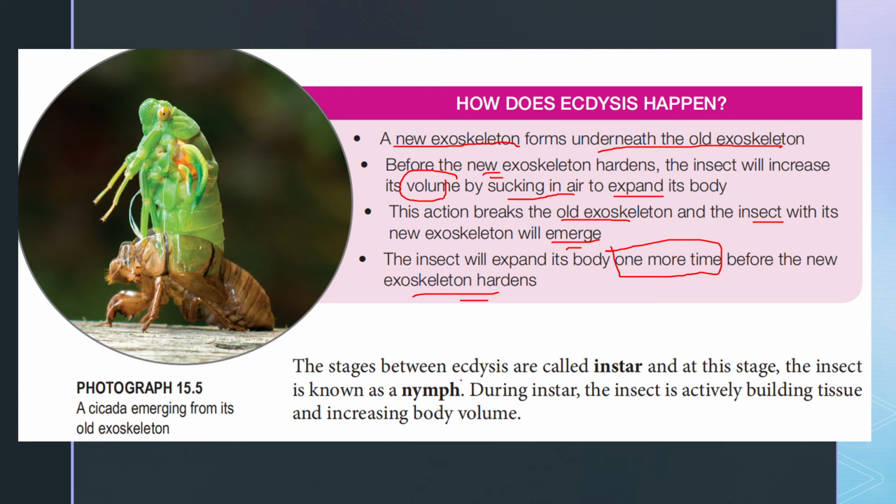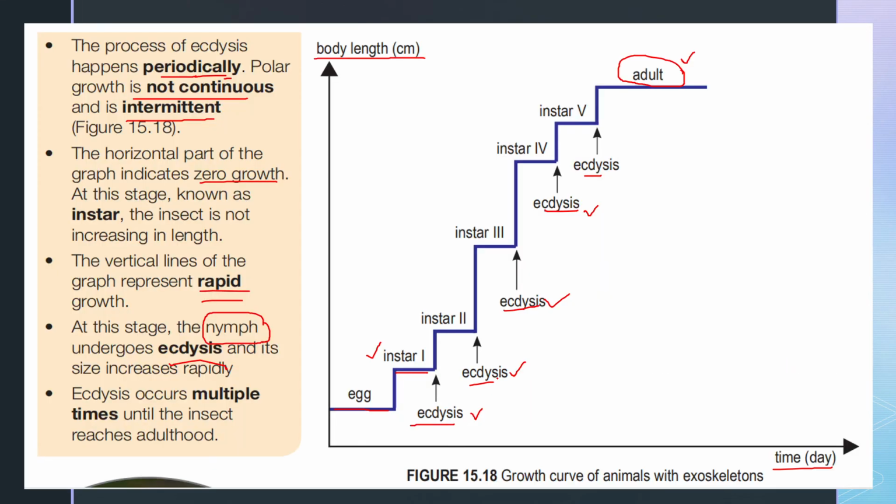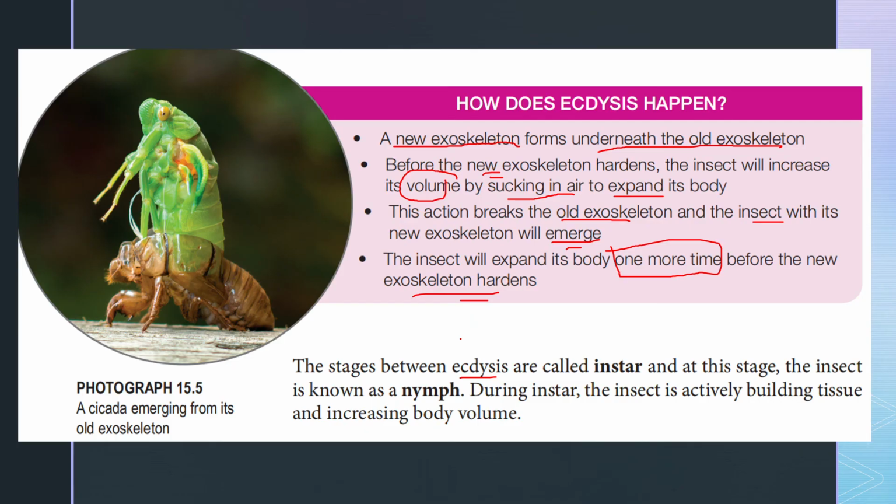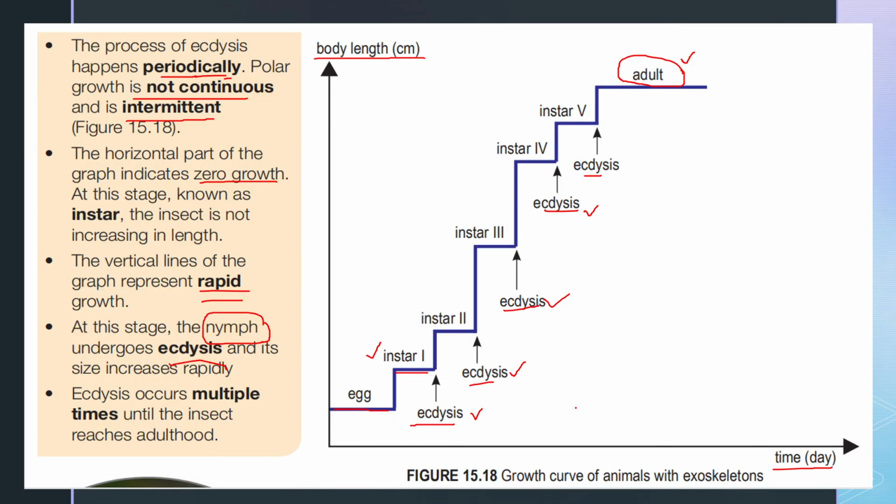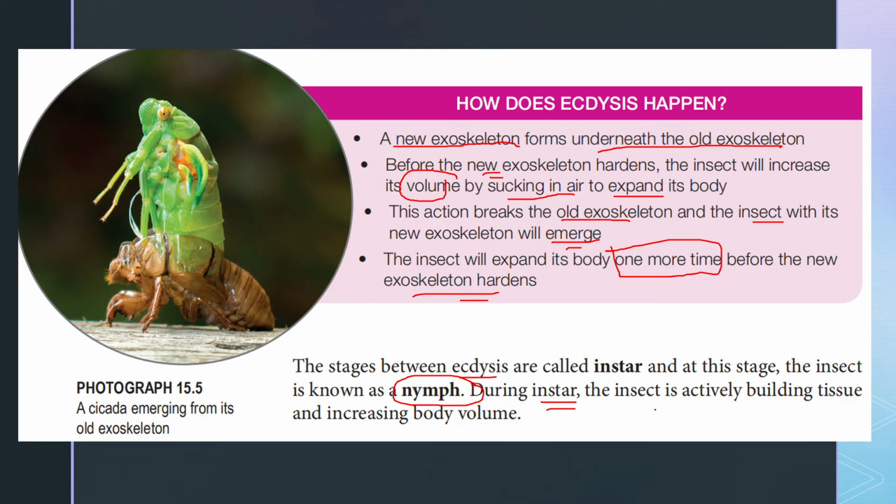Okay, so the stages between ecdysis. Kita sudah lihat tadi, in between ecdysis, the stages are called instars, where the insect is known as a nymph, the young insect. During the instar, we said there is zero growth. That means the insect is not increasing in size or length. Okay, so what happens is that at this instar stage, the insects are actively building tissues and increasing their body volume.